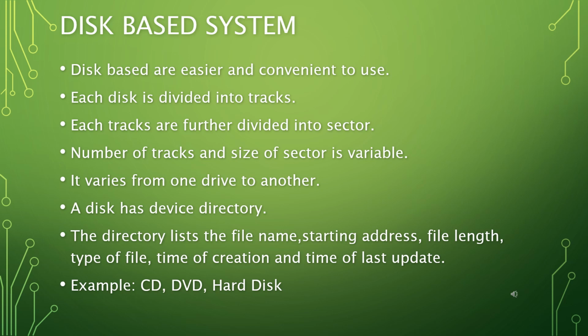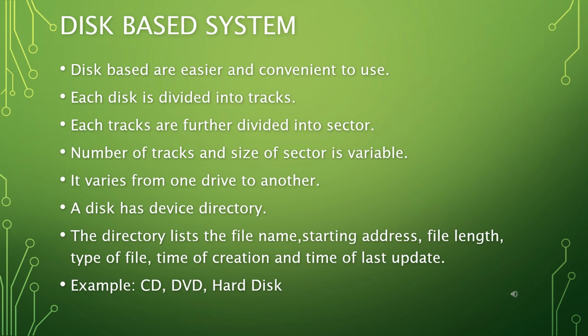Disk-based system. Disk-based systems are easier and convenient to use. Examples of disk-based system are CD, DVD, hard disk, which you are using today in your day-to-day life. Each disk is divided into tracks, and each track is further divided into a number of sectors. If you observe a disk carefully, you'll see concentric circles on the disk. The concentric circle is called track, and further division of that concentric circle is called sector.